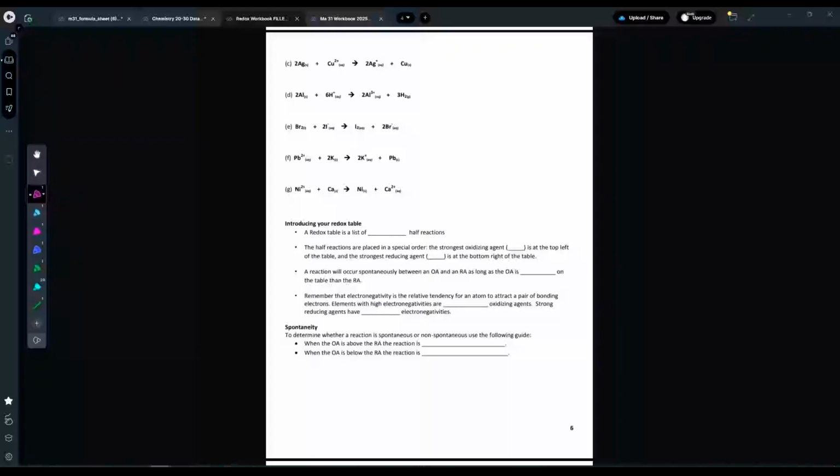In this video, we're going to introduce the redox table that is in your data booklet on page 7. We're going to go over the spontaneity rule as well as do a lab to see the reactivity of metals and their ions so that we can start building our own redox tables.